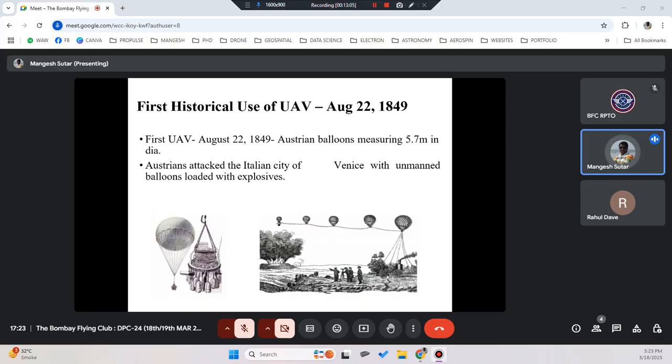So they calculated like this: I fill this balloon with the hot air, or hydrogen or whatever, so it will fly in a particular direction. It will go, and they will calculate how much time it takes to cover the distance. So based on that, they did the calculation, and the balloon will fly from this location and it will reach this location.